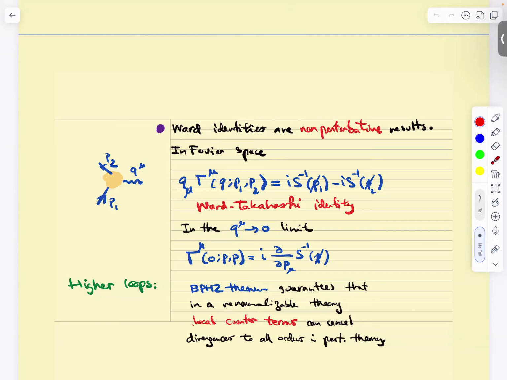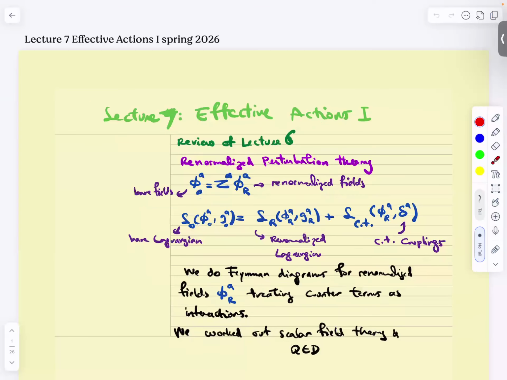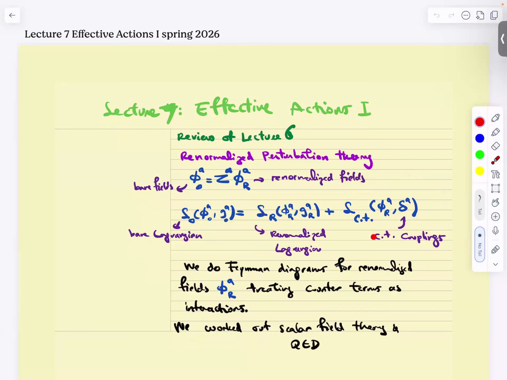Right? So here, what is the meaning of a local counter term? Well, our counter terms were what? When we did this, these terms were also local. What is that a consequence of? It's a consequence of the fact that the wave function renormalization is just point by point.